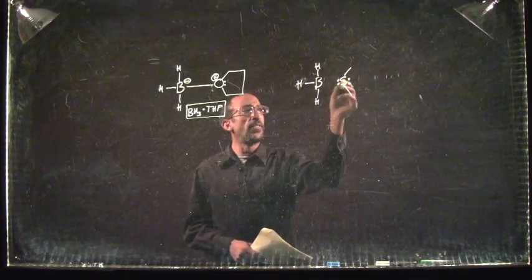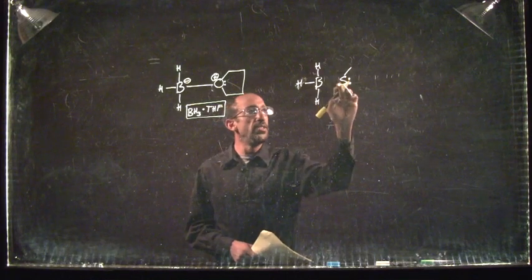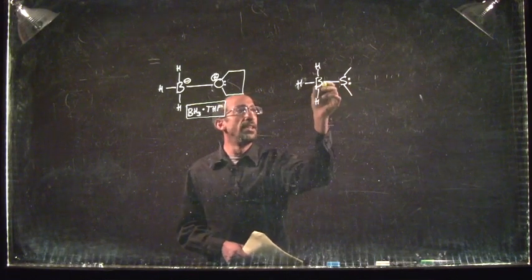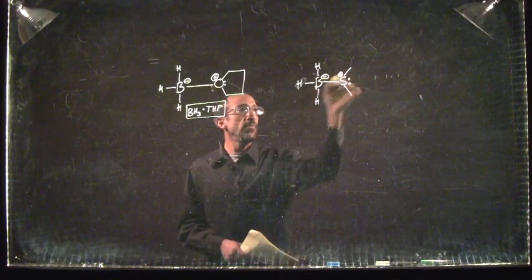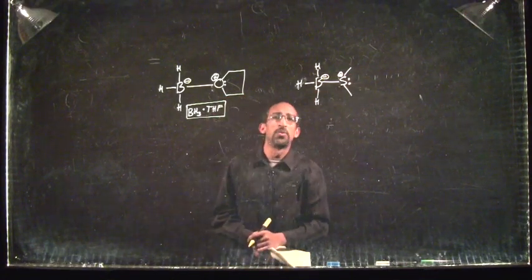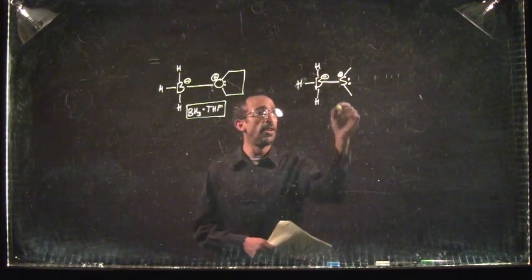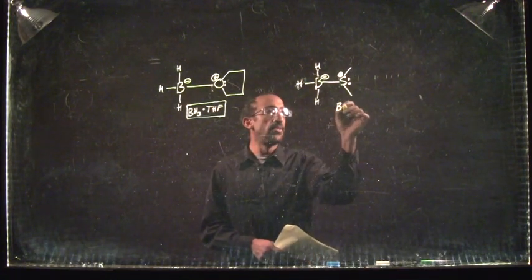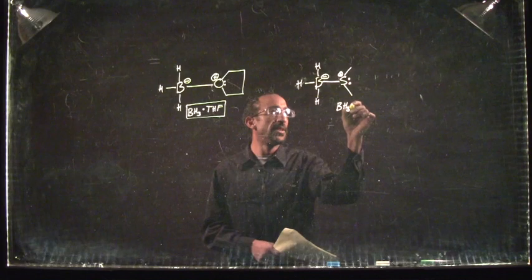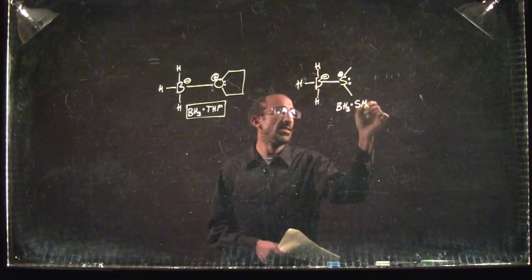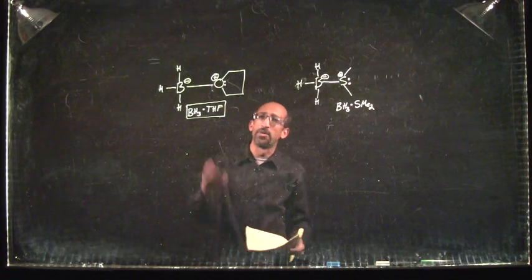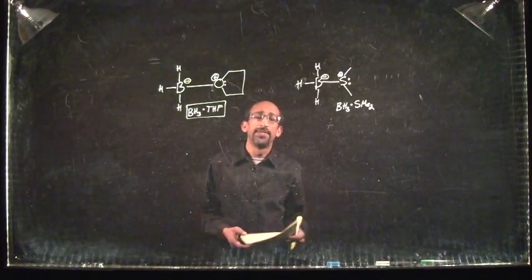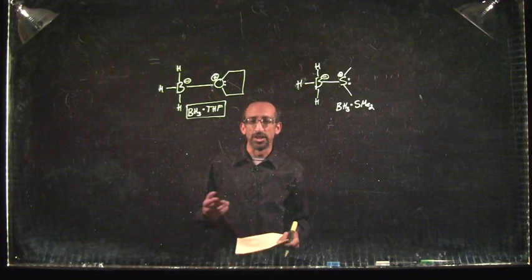And again, sulfur here is a Lewis base. We can use this pair of electrons to make a bond to the boron atom, which puts a formal negative charge on boron and a formal positive charge on the sulfur. This reagent is abbreviated BH3·SMe2, dimethyl sulfide. So borane dimethyl sulfide or borane THF, right? These are two reagents we can use.